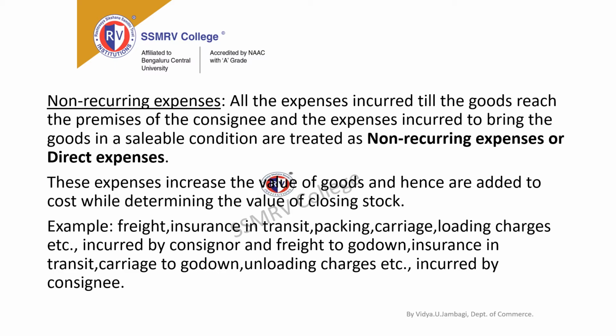I've listed a few examples for the non-recurring expenses: freight, insurance in transit, packing, carriage, loading charges, etc. All these are incurred by the consignor. And freight to godown, insurance in transit, carriage to godown, unloading charges, etc. are incurred by the consignee.